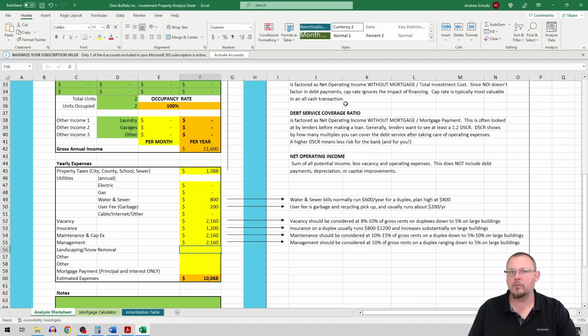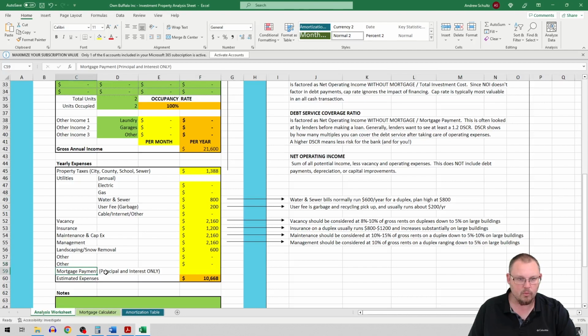For landscaping and snow removal, here in the Buffalo market, we end up cutting lawns for probably 5 to 6 months of the year, and we end up shoveling or plowing the other 6 or 7 months a year. So we're going to factor in for landscaping on this property at $100 a month for 6 months. And we're going to have the tenants taking care of the snow because it's a duplex. So we'll go ahead and put $600 in for landscaping and snow removal. I'm going to leave these other 2 fields vacant, but if you had other expenses that you needed to factor in, that would be the place to do it.